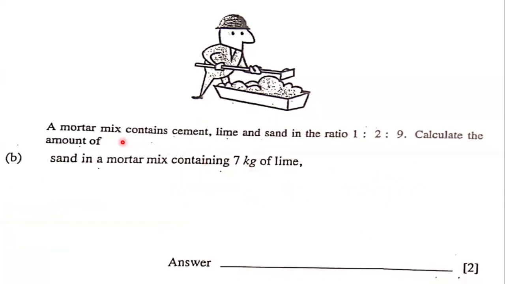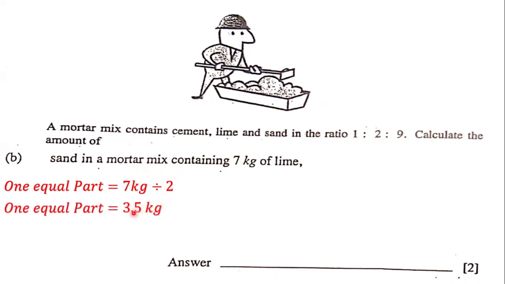Next, the question states that we want to determine the amount of sand in the mortar mix containing 7 kilograms of lime. Now, in order for us to do this, we're going to determine what is 1 equal part. Now, 1 equal part is going to be 7 kilograms divided by 2. Why divided by 2? Because lime, notice here that cement accounts for 1 equal part, lime accounts for 2 equal parts. And so we know that we have 7 kilograms of lime, which is 2 equal parts, but we only want 1 equal part. And so we're going to divide 7 by 2 to get 1 equal part. And 7 divided by 2 is definitely 3.5 kilograms.